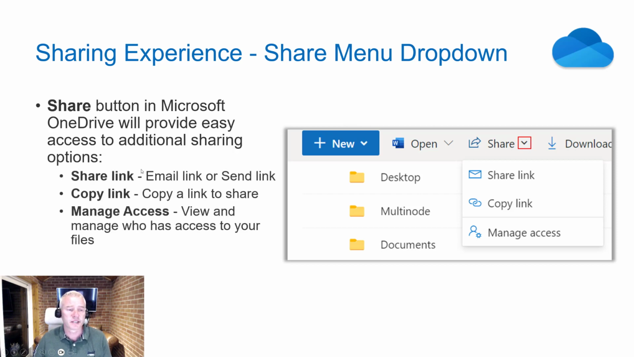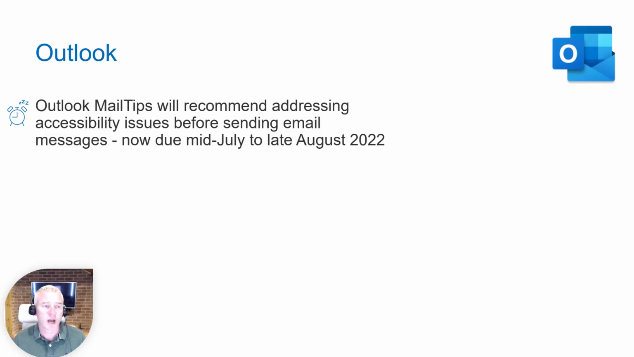In here, you can see that you can get the option to email a link or send a link. Apparently, Microsoft haven't decided yet what they're going to call that, so that may change. The ability to copy a link and then go in and manage. That's due mid to late August, and I think that'll be quite a nice update. So moving on already to Outlook.